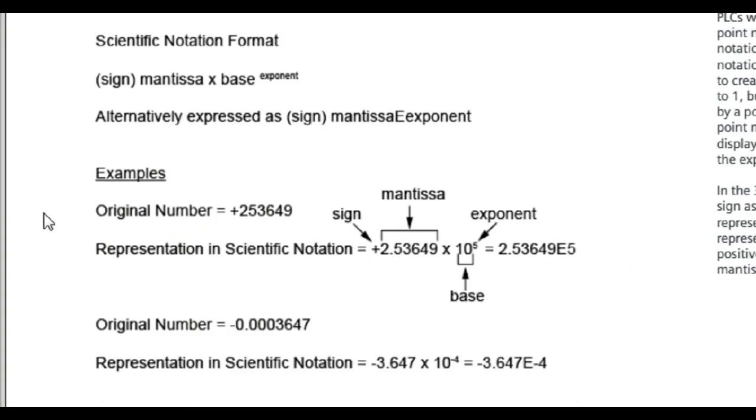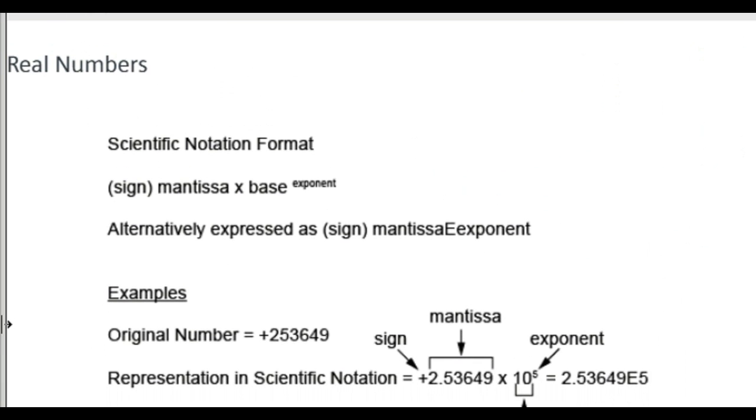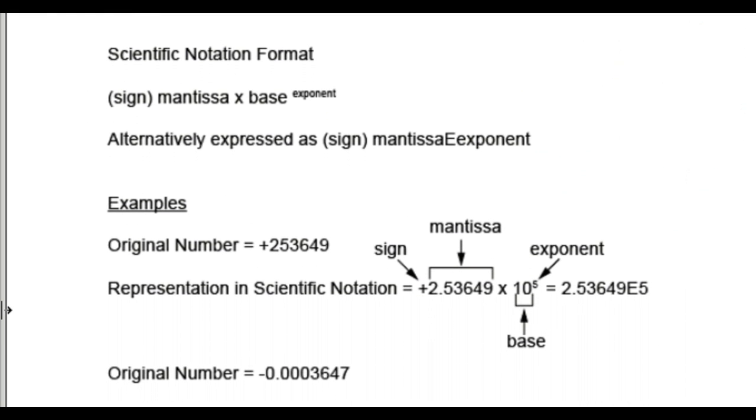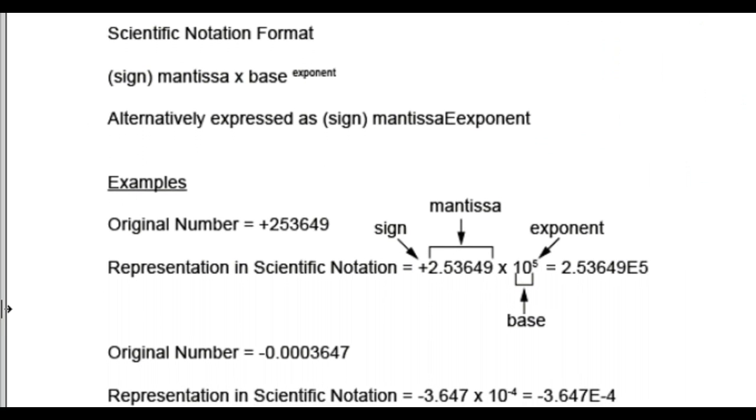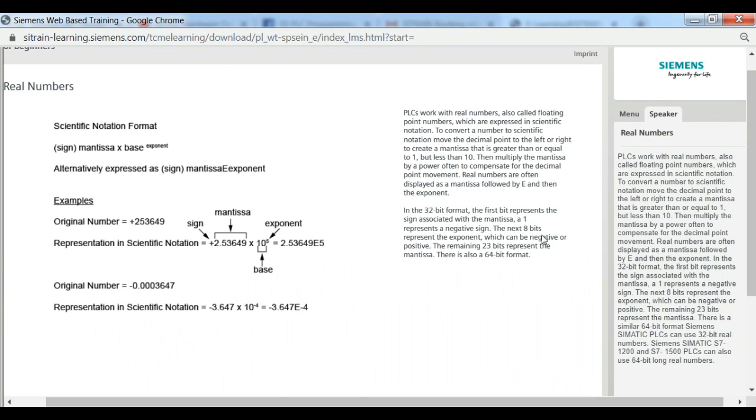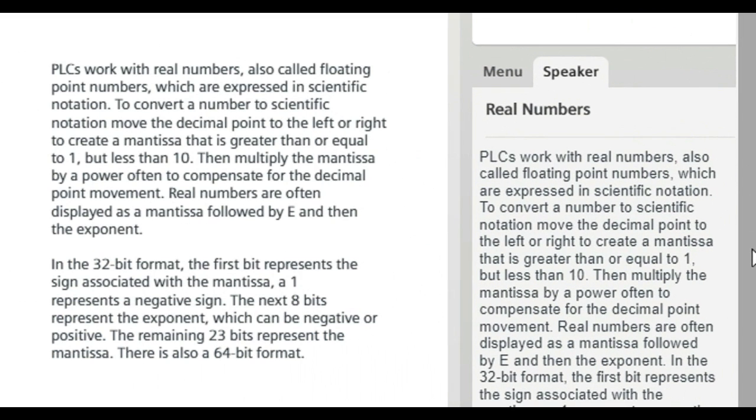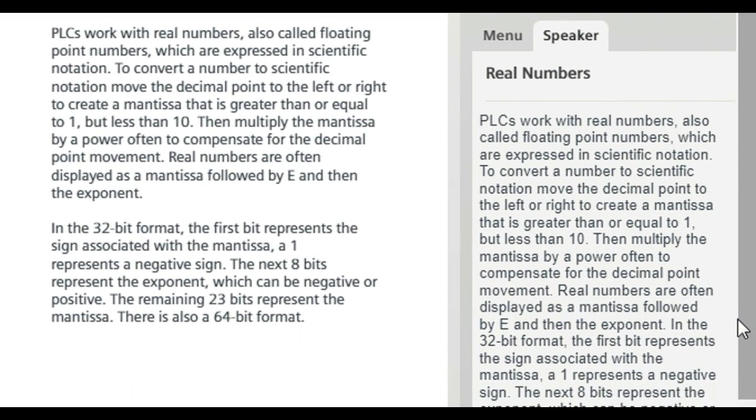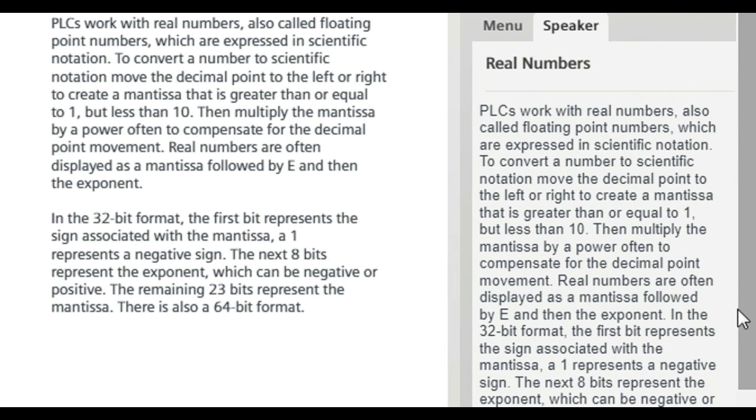PLCs work with real numbers, also called floating point numbers, which are expressed in scientific notation. To convert a number to scientific notation, move the decimal point to the left or right to create a mantissa that is greater than or equal to 1 but less than 10. Then multiply the mantissa by a power of 10 to compensate for the decimal point movement. Real numbers are often displayed as a mantissa followed by E and then an exponent.